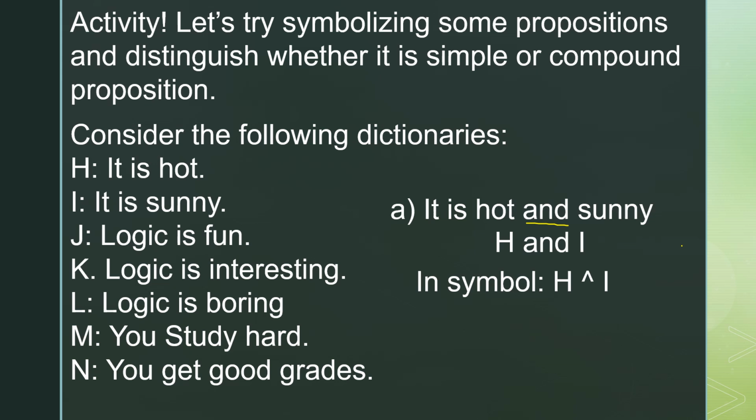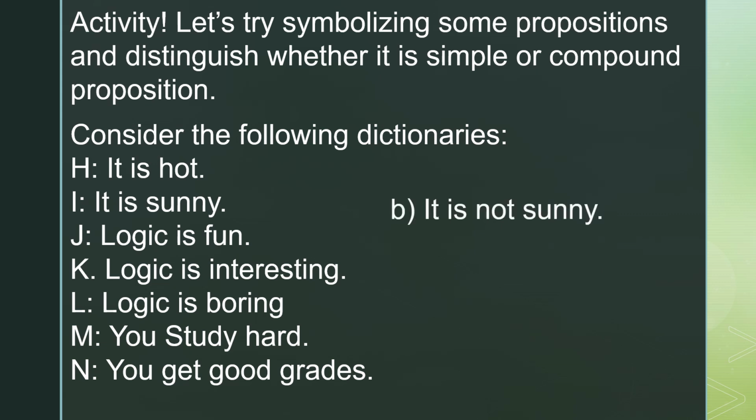Okay, next, it is not sunny. So sunny is proposition I here. And it's using the logical connector "not." That means our expression is not I. In symbols, we have this. Okay, so this is our symbol for not I.